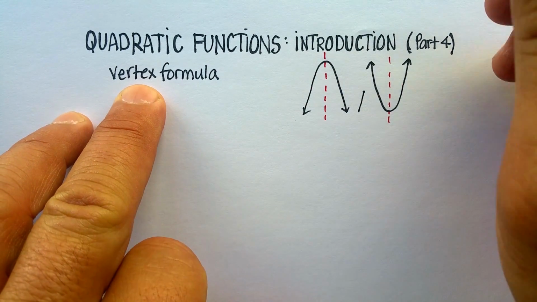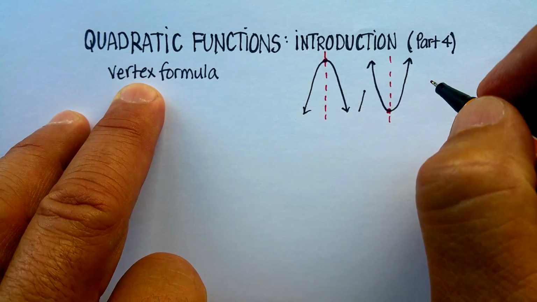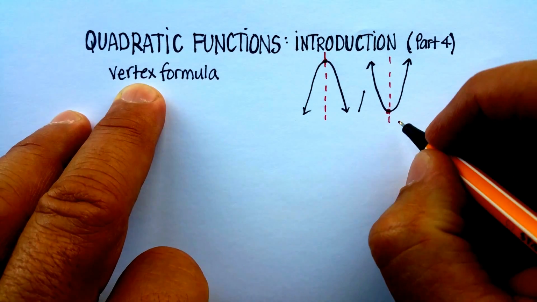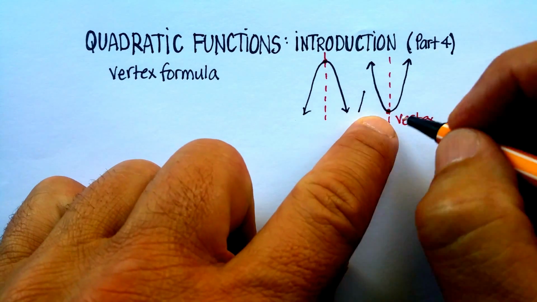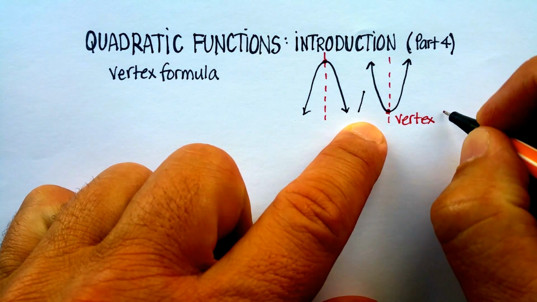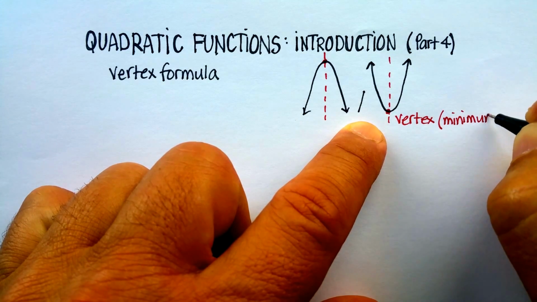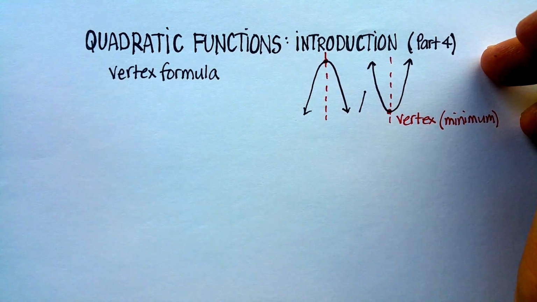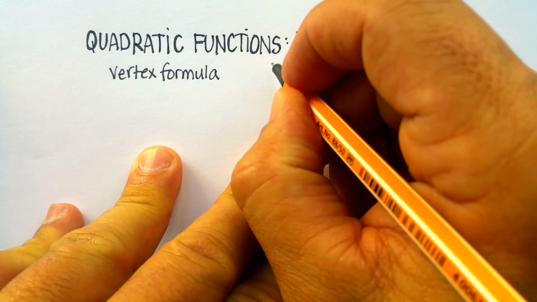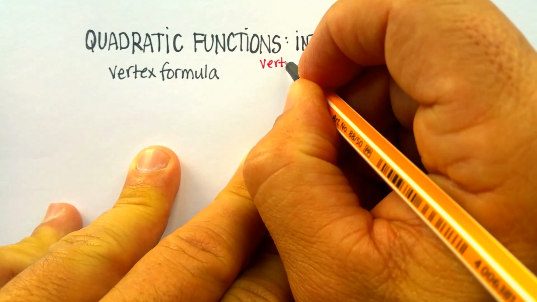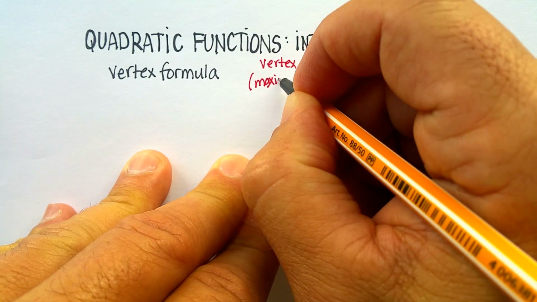Now, what is the vertex? The vertex is the very, very tip of the parabola. So when it's down here, this very, very tip is what they call the minimum, because it's the bottom of the parabola. So let me just write this over here, minimum. And in the same way, when the very, very tip of your parabola is at the top like this, the vertex is called the maximum.